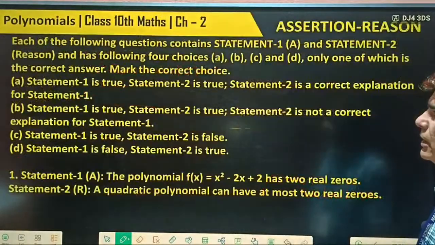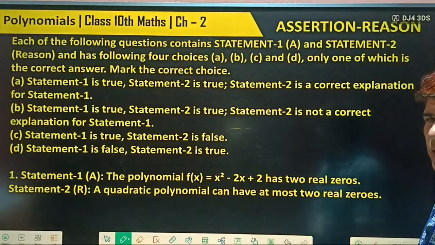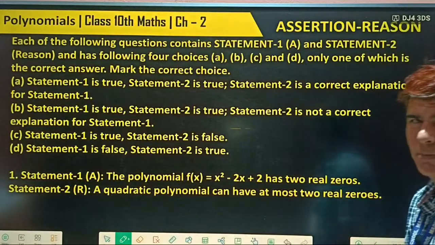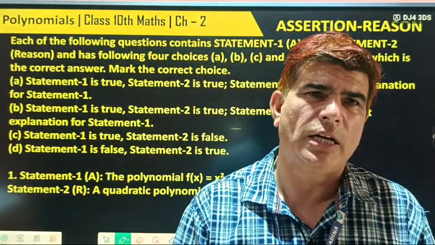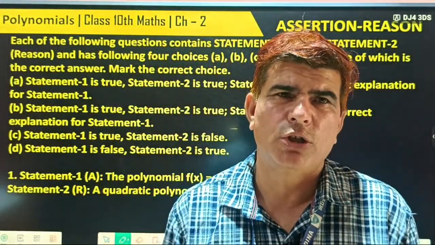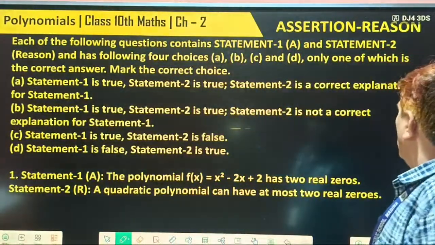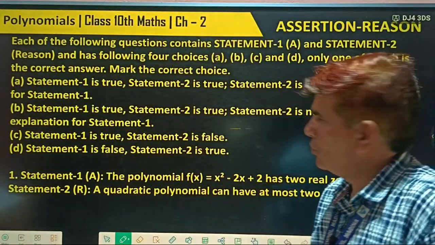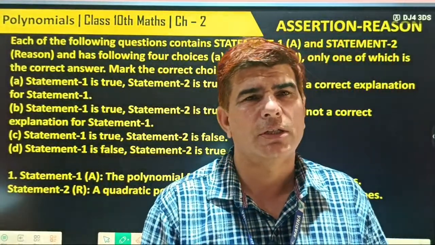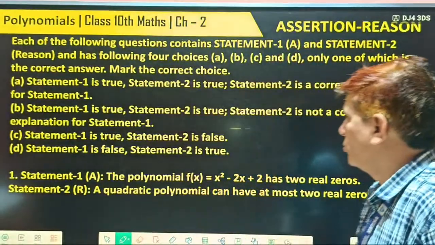Next, also try to understand this. Already I told you, your answer is A if statement 1 is true, statement 2 is true, and statement 2 is the correct explanation of statement 1. Your answer is B if statement 1 is right, statement 2 is right, but statement 2 is not the correct explanation of statement 1. Your answer is C if statement 1 is true but statement 2 is false. And your answer is D if statement 1 is false and statement 2 is true.